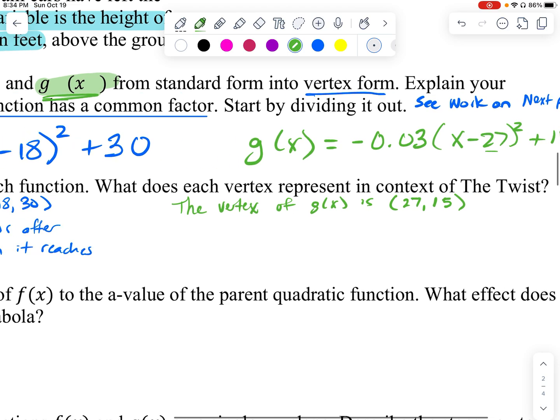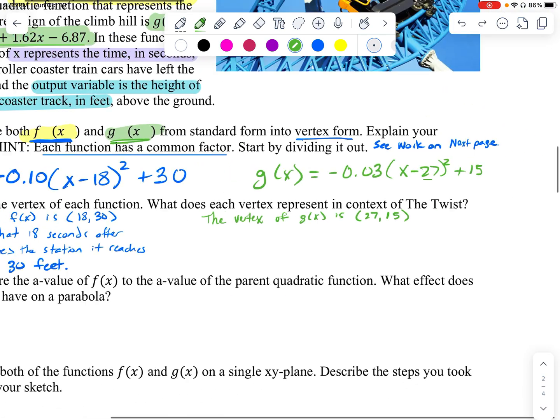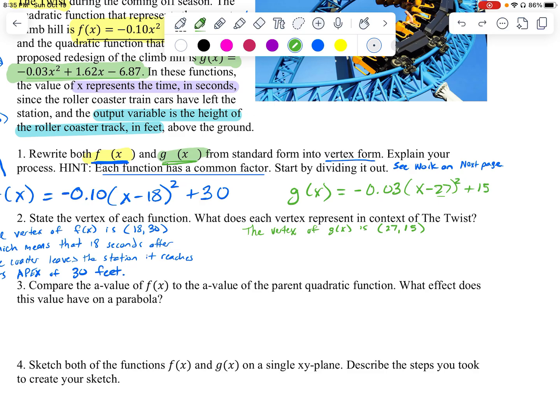So looking at f of x, that one had after 18 seconds, it got to 30 feet, and that was the apex. Our new proposal, after 27 seconds, it gets to 15 feet. So we can already see the roller coaster is going slower. It takes longer to get to the apex, and the apex is not as high. It's only half as high now, from 30 to 15. So we're getting an idea of what they're doing, and the two functions that we're looking at here. The vertex is lower. The apex of the roller coaster is lower, and it takes longer to get there.